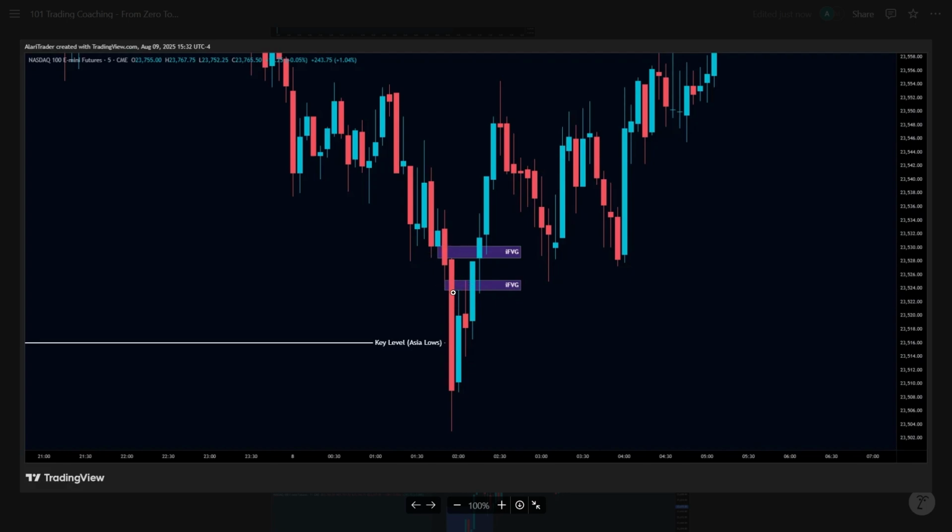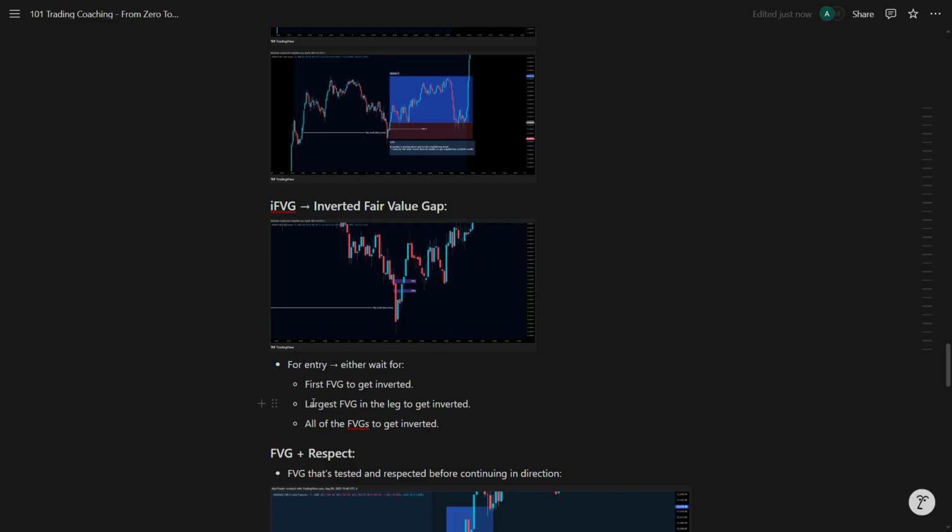So there are many options on how you want to use this. Either you can enter on the first IFVG, or you wait for all of the IFVGs to get closed in the leg, or you can wait for the largest fair value gap in the leg to get inverted.